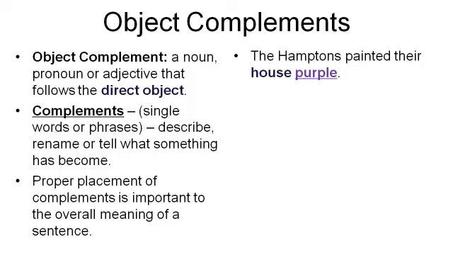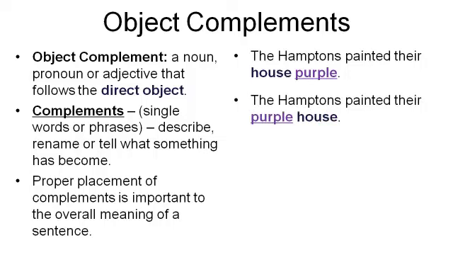So what if I switched the sentence around this way? The Hamptons painted their purple house. It doesn't have a complement. What color was the house painted? In this sentence, purple is an adjective that describes house. Remember, an adjective is a descriptive word that comes before a noun. A complement is a descriptive word or phrase that comes after the direct object.